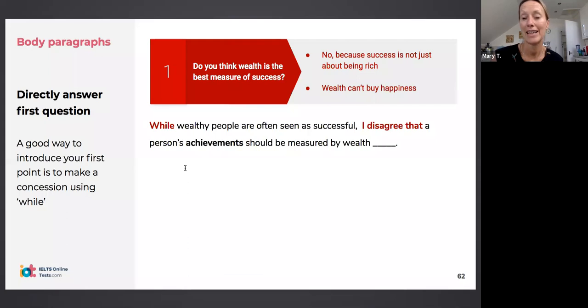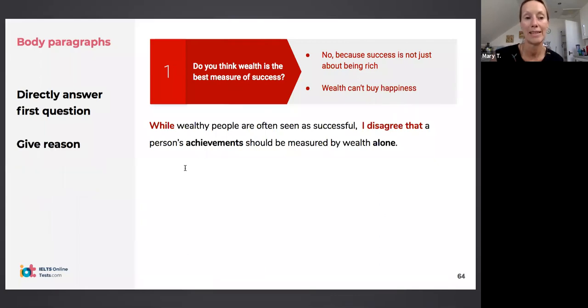And okay, any ideas of which word could possibly come here? So it means the same as only. Alone, good, Bill. Yeah, so this is a really nice structure. So if you're able to use structures like this, it will definitely raise your score. So I disagree that a person's achievements should be measured by wealth alone. Wealth solely, yeah, wealth solely. That makes sense. That has the same meaning, except you wouldn't put it at the end of the sentence. Okay, so alone is really the only word that would fit there.